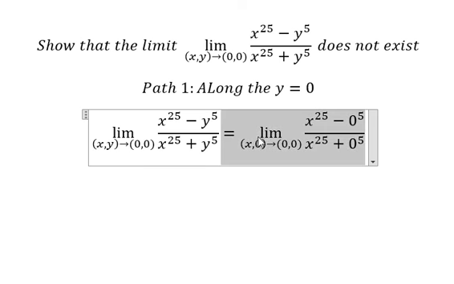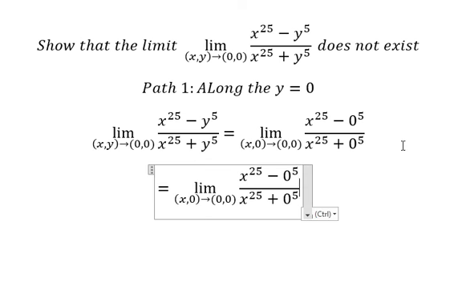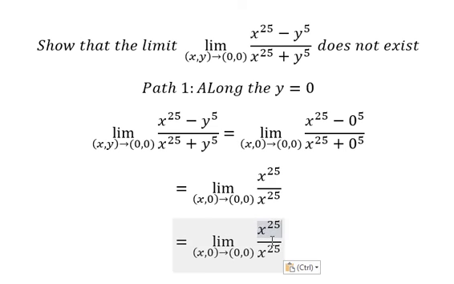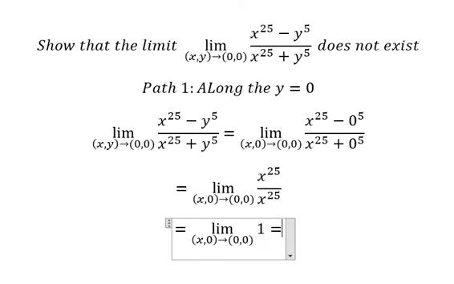So if we simplify, we have only s to the power of 25. And this one divided by this one, we have 1. And that is positive 1.